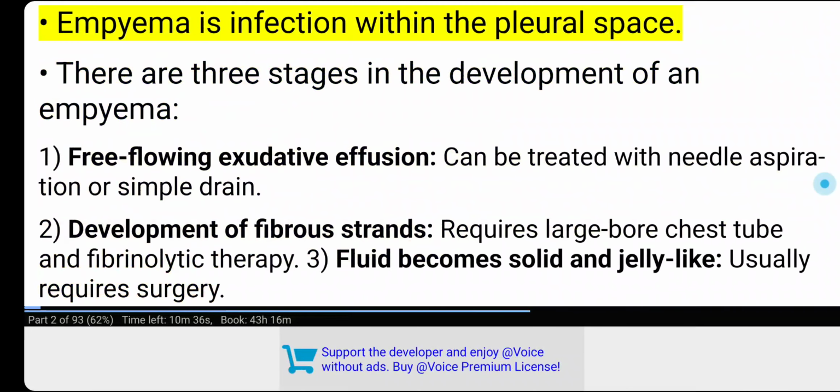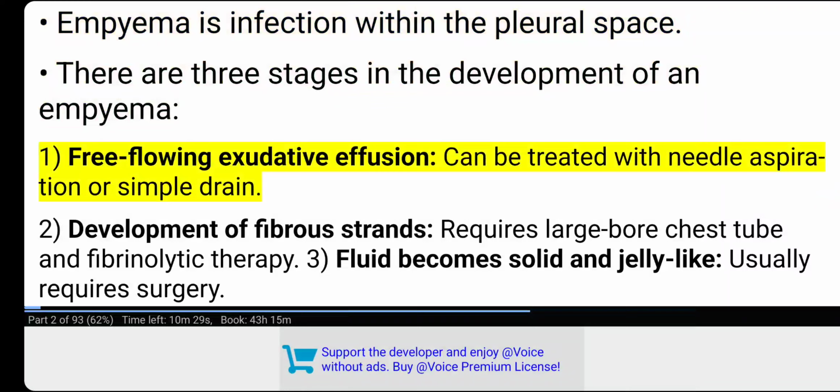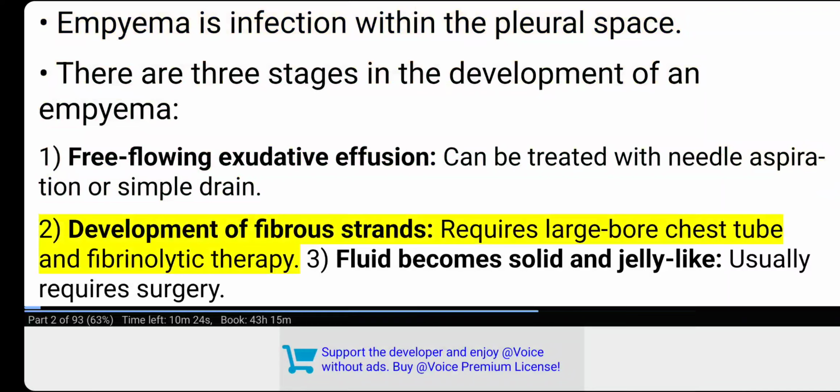An abscess is usually spherical, with equal dimensions on frontal and lateral views. Empyema. Empyema is infection within the pleural space. There are 3 stages in the development of an empyema. 1. Free-flowing exudative effusion, can be treated with needle aspiration or simple drain. 2. Development of fibrous strands, requires large bore chest tube and fibrinolytic therapy. 3. Fluid becomes solid and jelly-like, usually requires surgery.